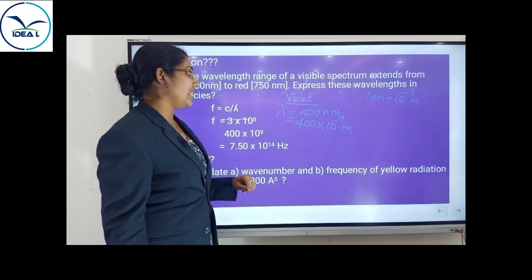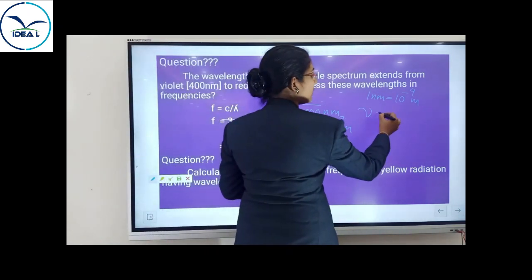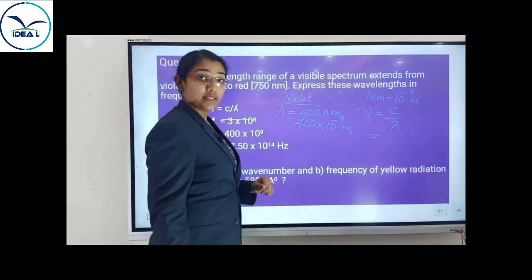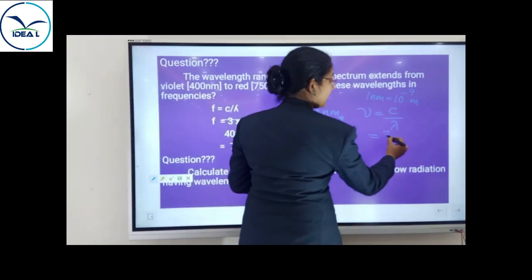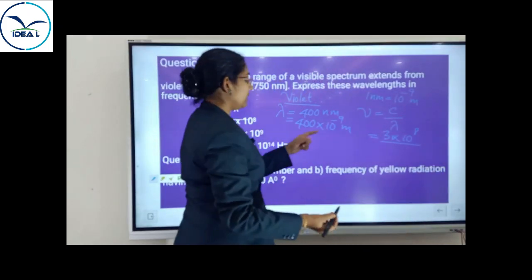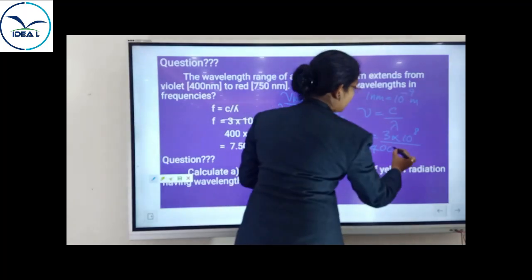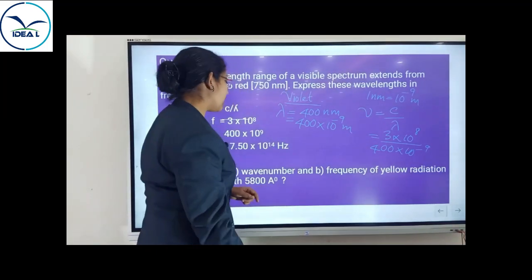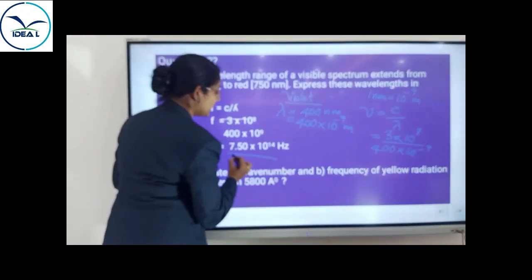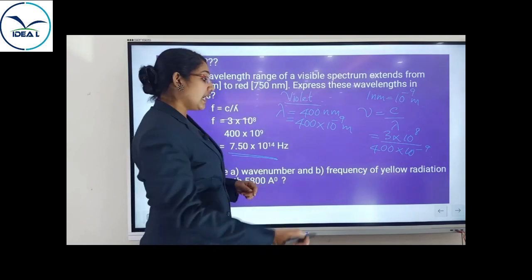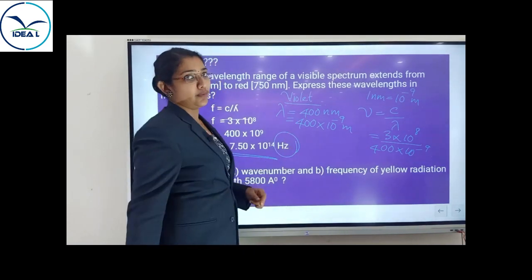And we know the relation nu is equal to c by lambda. c is the velocity of light, value is 3 into 10 raised to 8, divided by wavelength, 400 into 10 raised to minus 9. Calculating, we get the frequency 7.50 into 10 raised to 14 hertz. Hertz is the unit of frequency.